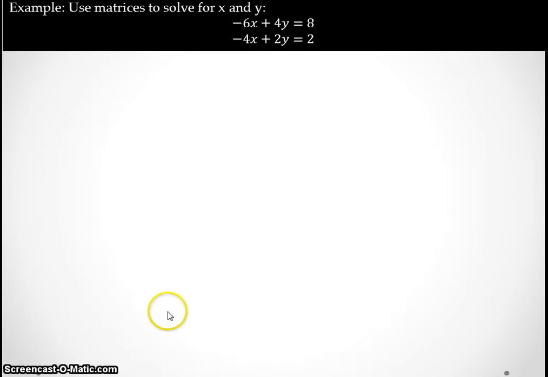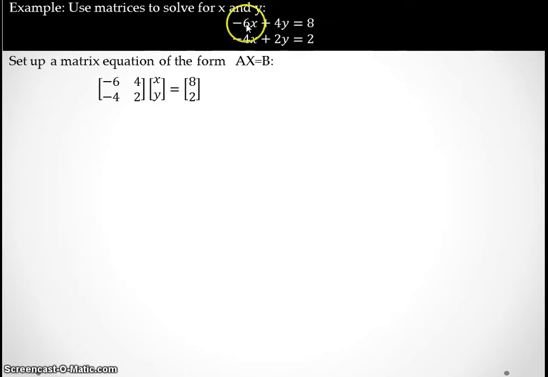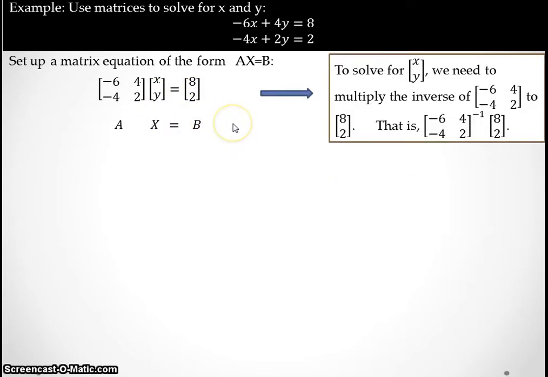Let's look at one example here. We want to solve negative 6x plus 4y is equal to 8 and negative 4x plus 2y is equal to 2. These are the two equations we're dealing with. Let's set up a matrix equation. In this case, the coefficients of x, negative 6 and negative 4, take up the first column. The coefficients of y take up the second column, and multiplied by the unknowns x and y, gives you 8 and 2. That's generally AX is equal to B in that particular form.